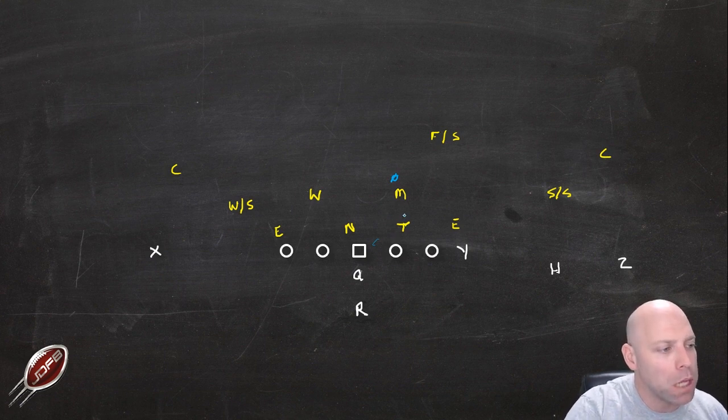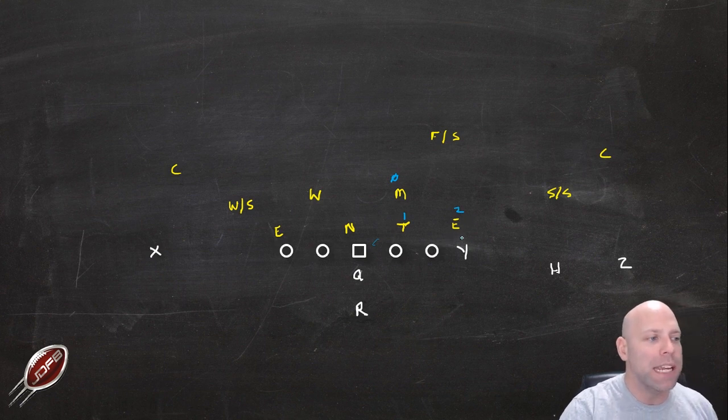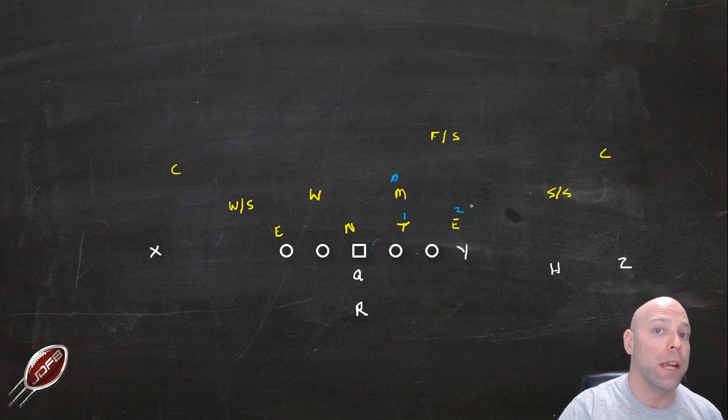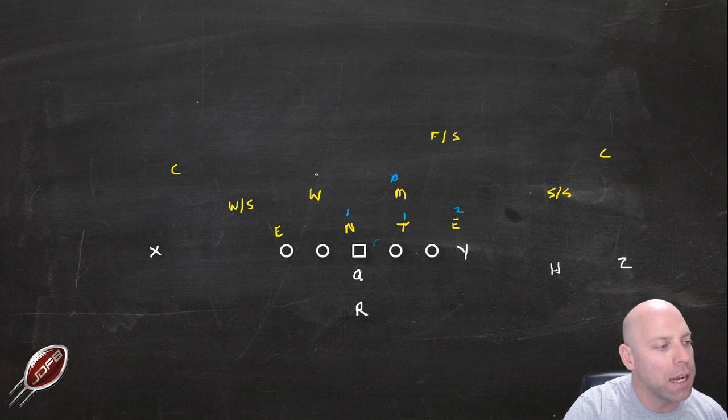Okay, then our guard is responsible for the 1. Our tackle is responsible for the 2. Our Y will be check release on the 3, and in this case, we don't really have a major threat for the 3, which is a good thing. And then we're going to get 1 for the backside guard, 2 for the backside tackle, and then our R will be responsible for number 3.